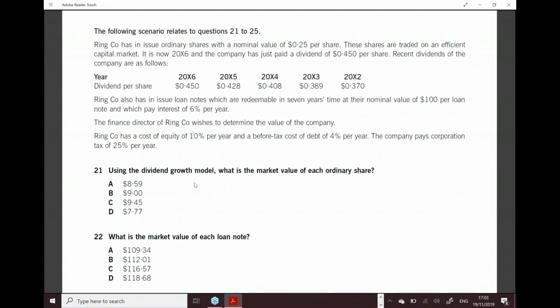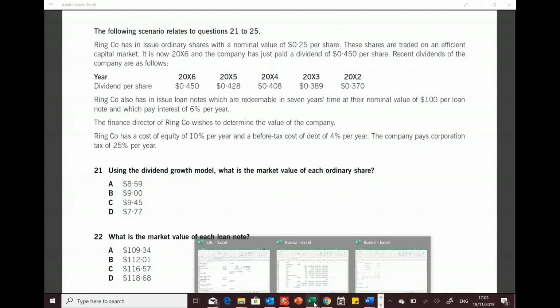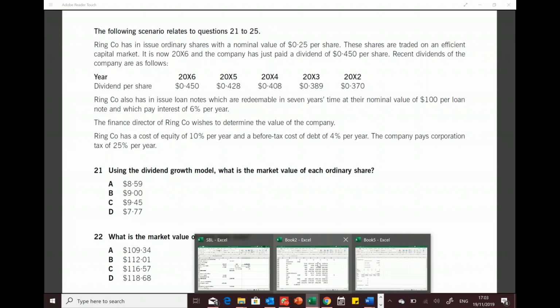Right. The next one relates to, again, sources of finance. It says, using the dividend growth model, what is the market value of each ordinary share? Now, to work the market value of each ordinary share, notice here they haven't given me the growth rate in dividends, but from 2002 to 2006, dividends have steadily grown, and we can assume it to have a steady growth.